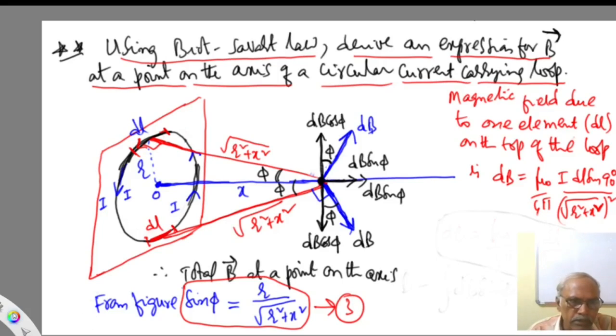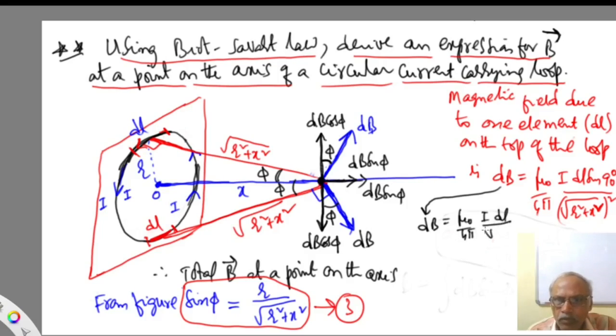Here, dB is equal to mu naught by 4 pi, I dl by r square plus x square. Sorry, the root won't be there. This is equation 1.